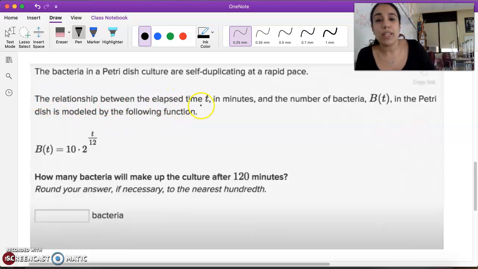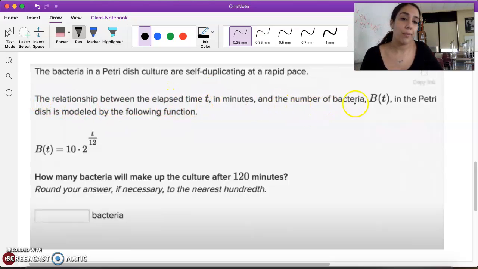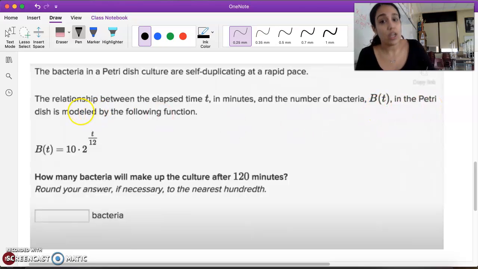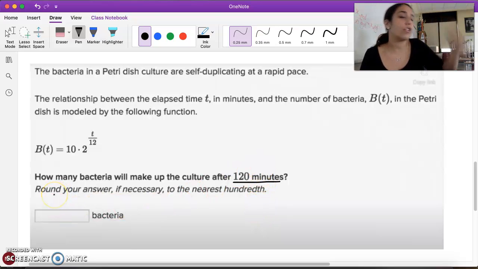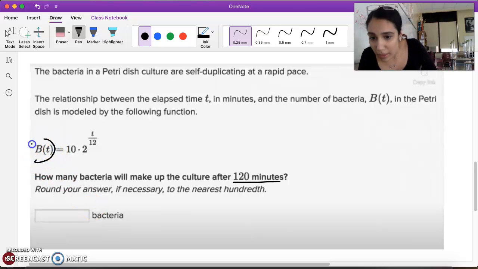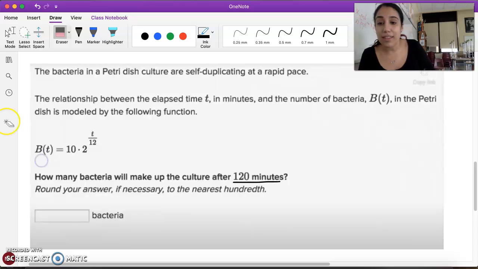The bacteria in a Petri dish culture are self-duplicating at a rapid pace. The relationship between the elapsed time t in minutes and the number of bacteria b of t in the Petri dish is modeled by the following function. How many bacteria will make up the culture after 120 minutes? This is easier than the first one because we're not solving for t, so we don't even need to use logarithms. Why not? Because we are not solving for an exponent. We are solving for the number of bacteria. This is your unknown here.